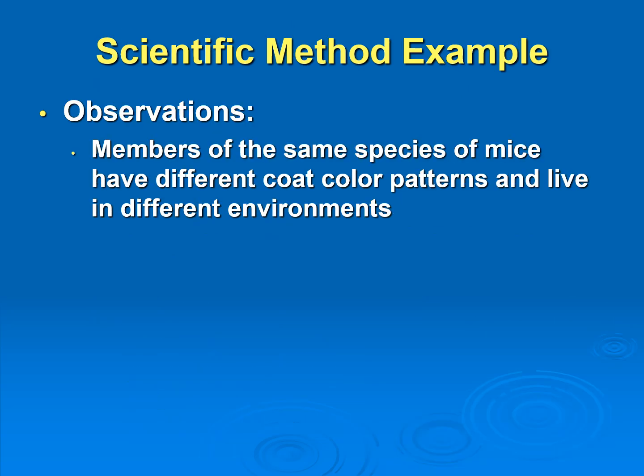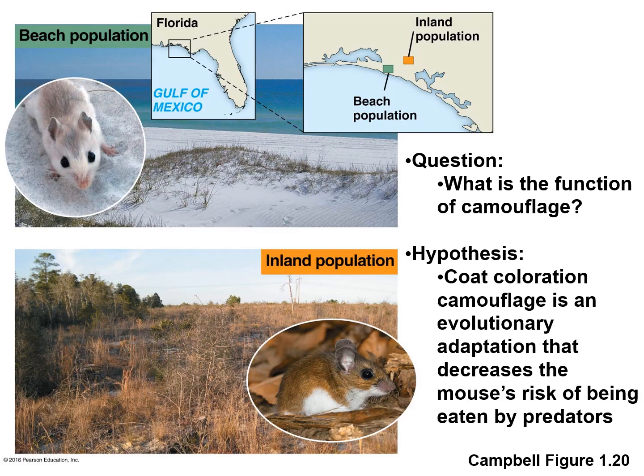Okay, so let's just give you an example of the scientific method. So let's say that our observation is that we've got the same species of mice, but they have different coat color patterns and they live in different environments. So we've got a population of mice living on the beach and they're white, but the same species of mice also lives inland and they're brown. Okay, so the same species of mice, but depending on where they live, they're either white or brown.